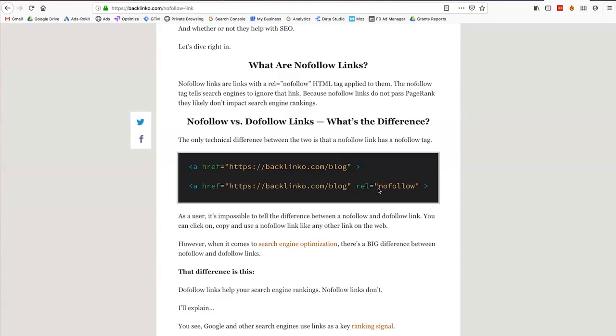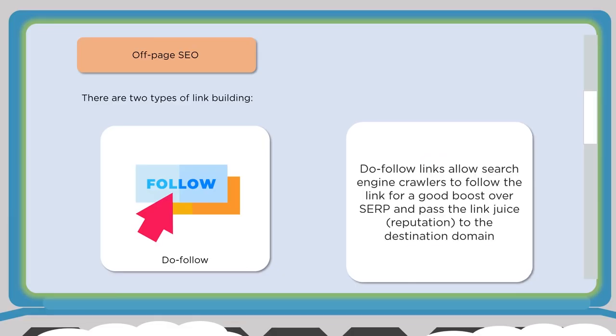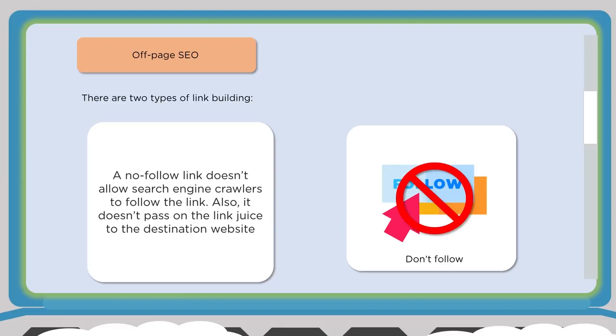So you always want to shoot for a do follow link, because that means you're going to get credit for the backlink. Do follow links allow search engine crawlers to follow the link, and if they can follow it, you're going to get what they call link juice, and that's going to establish some reputation for your domain. A no follow link basically doesn't allow the search engines to follow that link, so it doesn't pass on the link juice.